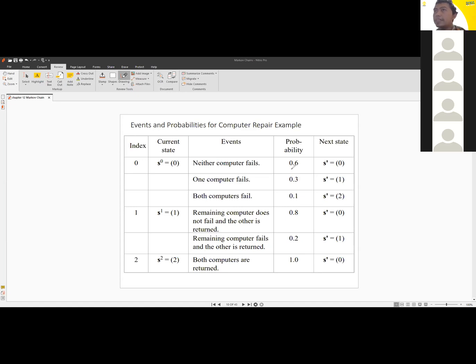And if in the evening no computer fails, it means the next day goes back to index 0. Index 0 means that the next day the computers are still okay. So this one.